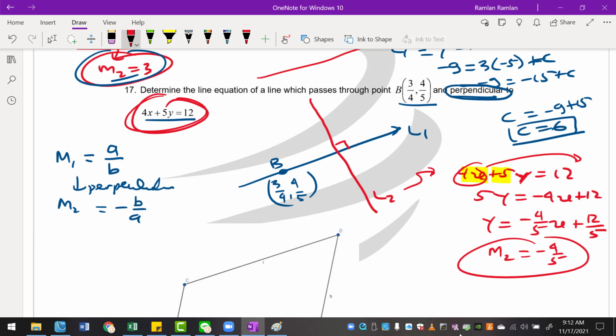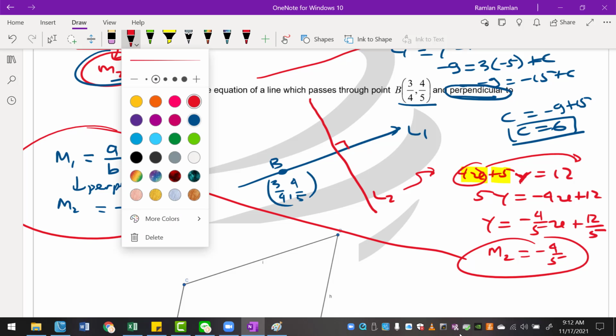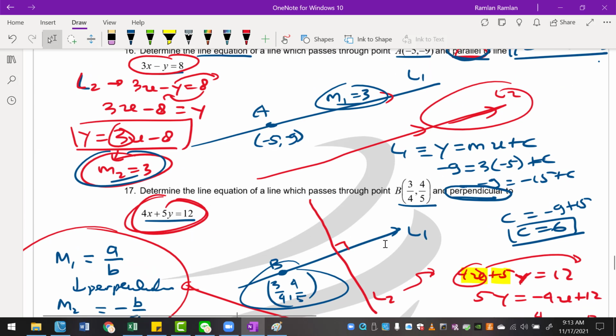Because we know that L1 is perpendicular, we go to this concept, right? Which means that M1 is going to be 5 over 4. You see, you only need to swap to 5 over 4. And since M2 is negative, then this one will be positive. So you have a gradient and then you have a point, and then you only need to do the same exact thing like we did before in here. You do it yourself, you can do it.